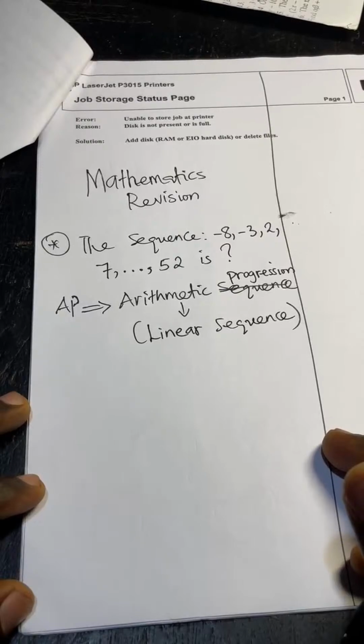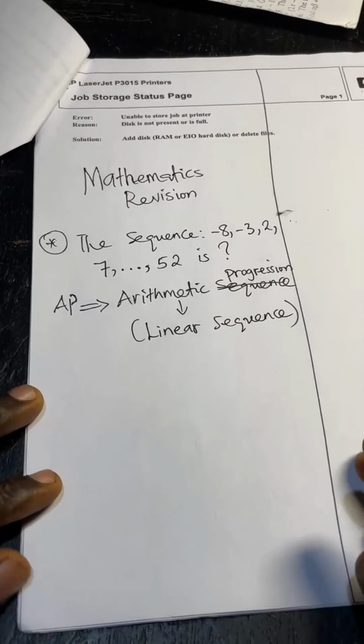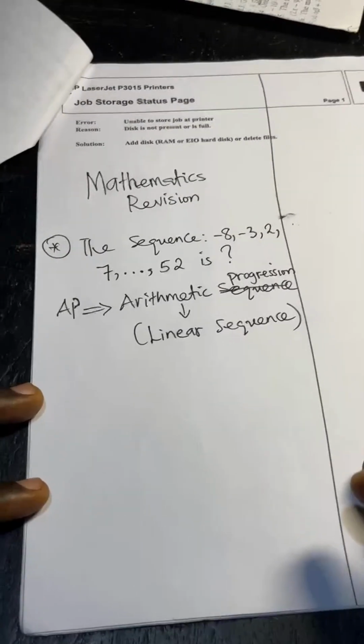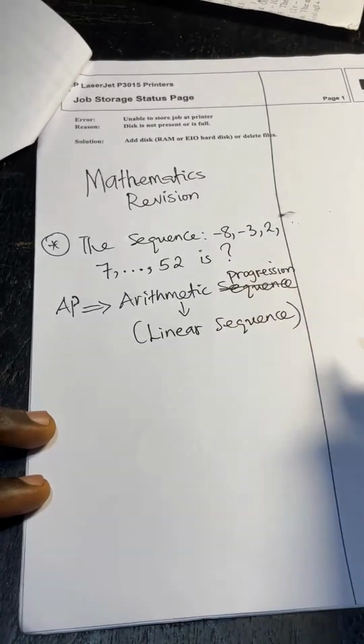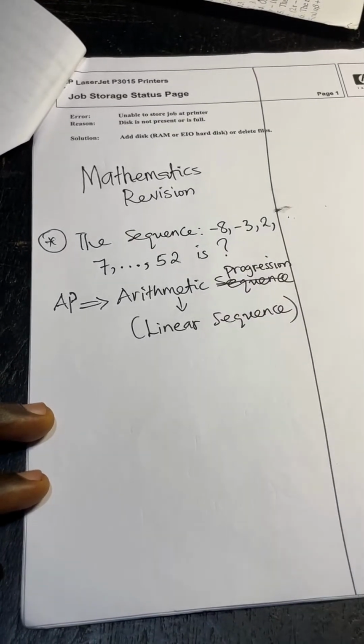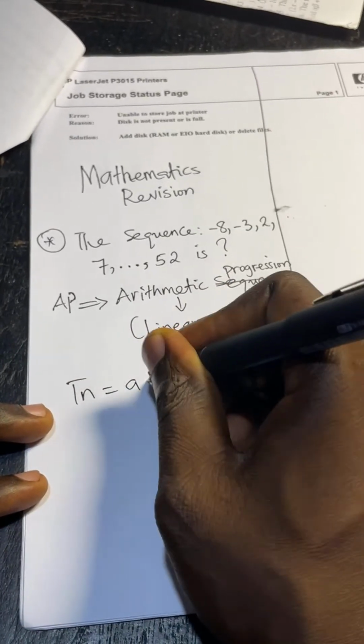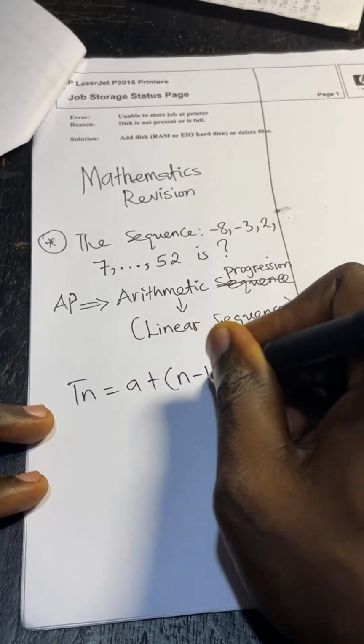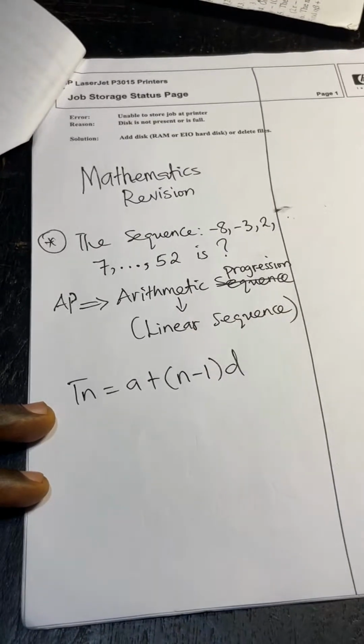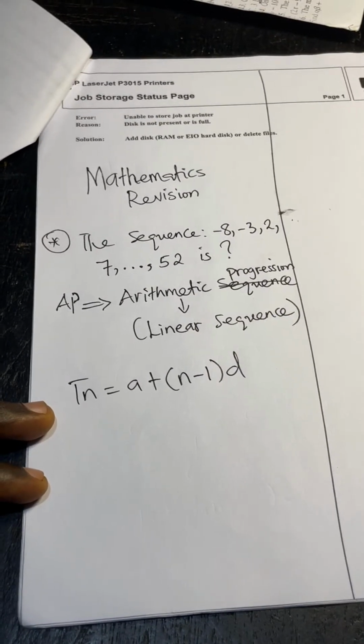And now, in AP, there are so many things for us to know about this. We have what we call the formula for the nth term or the last term of an AP. You have Tn equal to a plus bracket n minus 1 all multiplied by d. That is the formula. Are you seeing it?